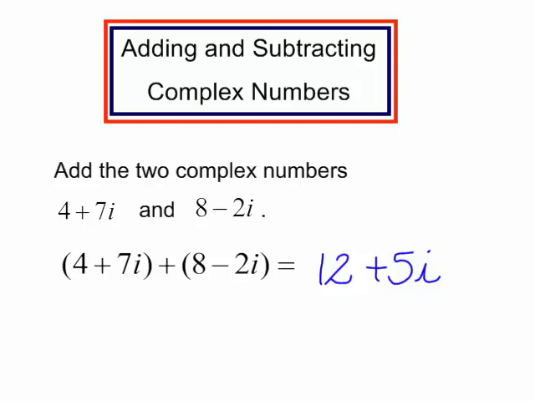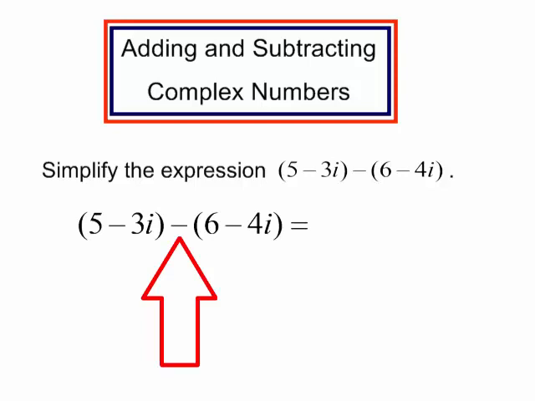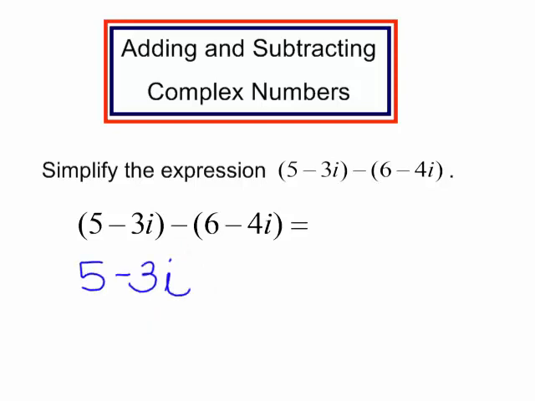Let's try subtracting some complex numbers. Simplify the expression (5 - 3i) - (6 - 4i). Now we will need to do a little distributive property here. The first complex number is 5 - 3i. I am subtracting the second complex number. Remember the distributive property, that will be -6 + 4i.